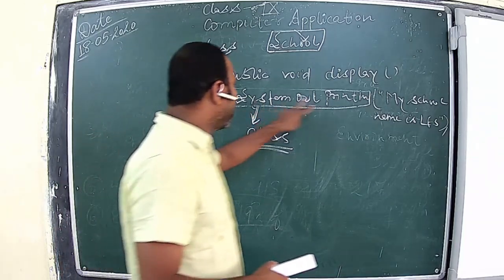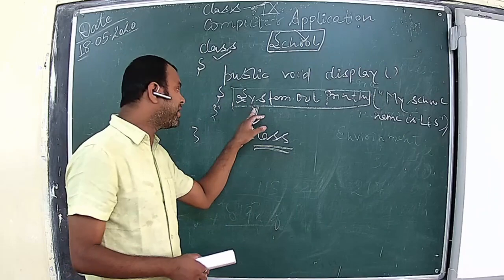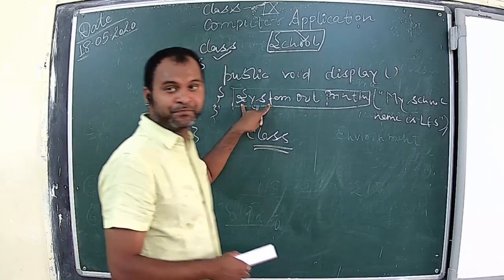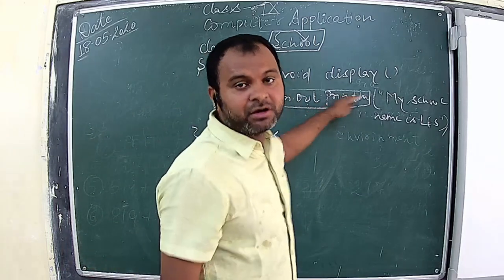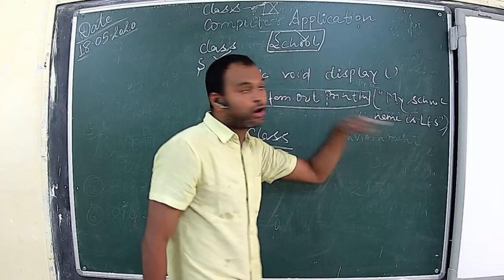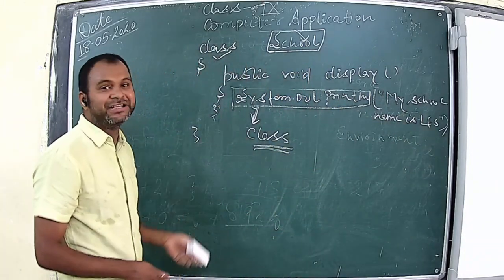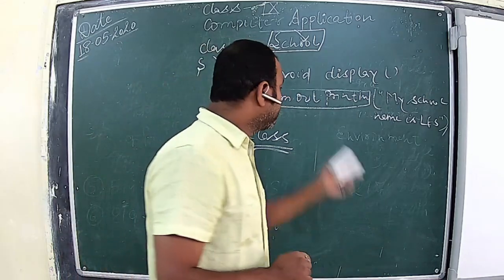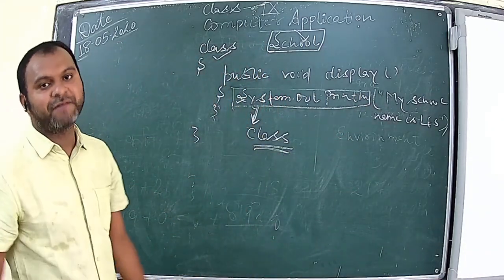System is the class, and println is a method of the System class. So many methods are there in the System class also. Println is used for printing the statements which are given in this bracket on the terminal window. So this is how we can display my school name on the terminal window. Okay.